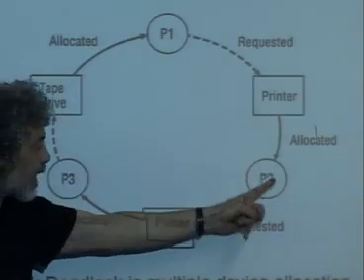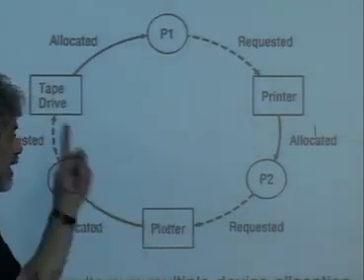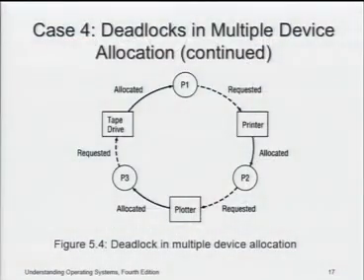So this is an example where you have more than two processes, actually three processes in this case. They're seeking three different resources, and they go into a deadlock situation.